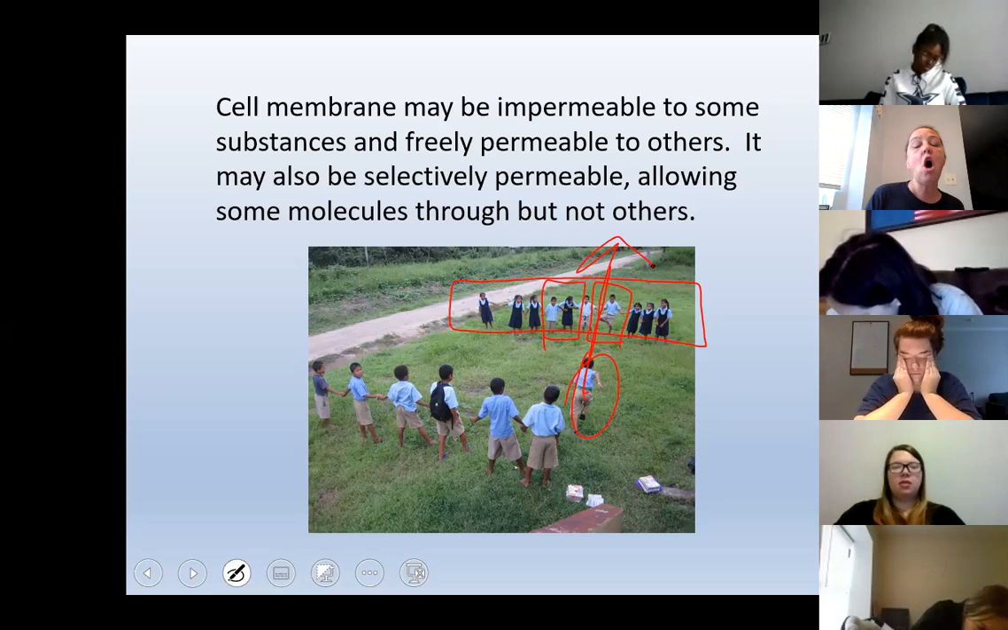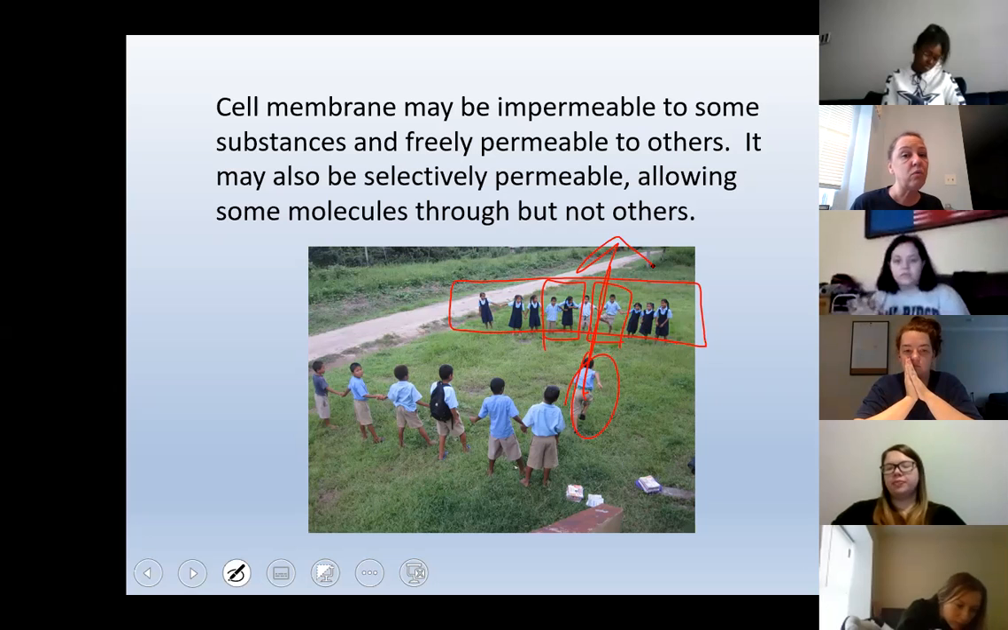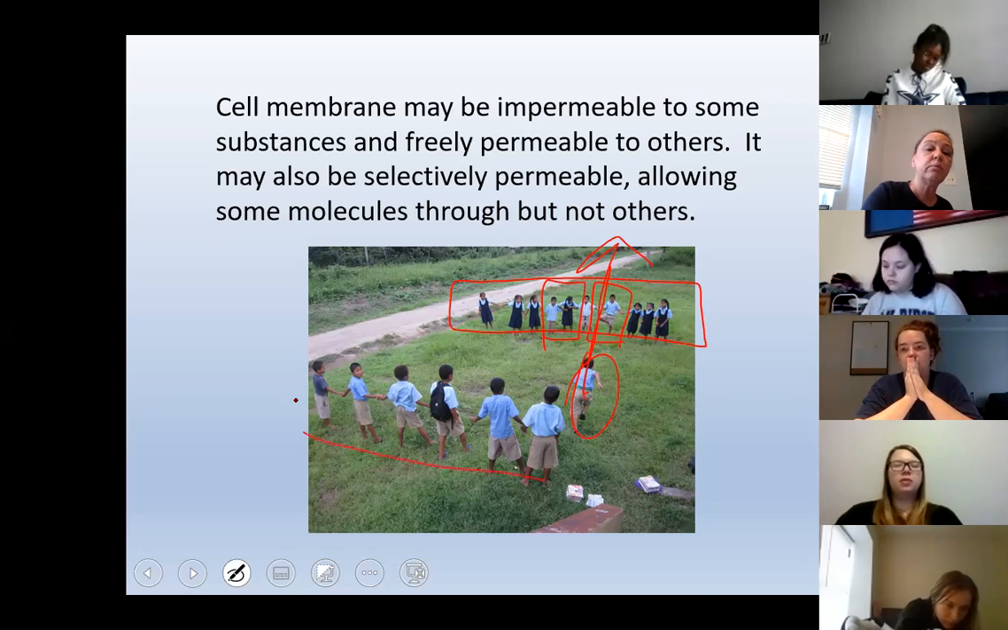If he gets stopped, that would be an example of impermeable. And if it takes him some effort, but he does eventually get through, that could be selectively permeable, because some of these children are going to break through, some are not. So that would be selectively permeable.